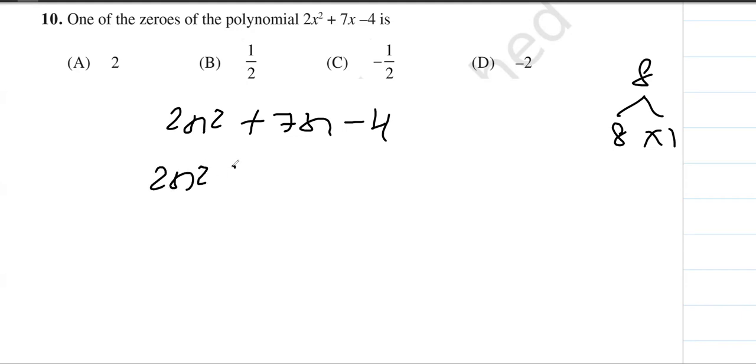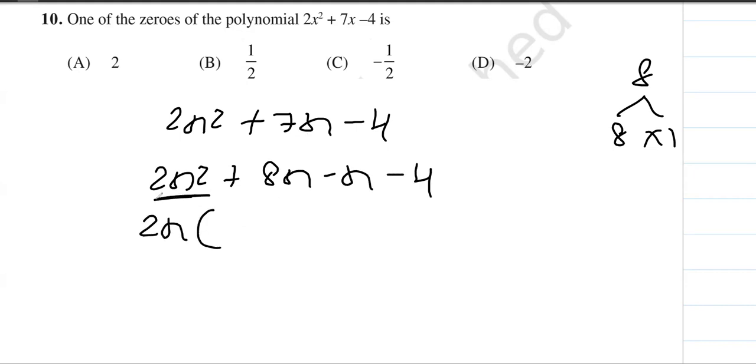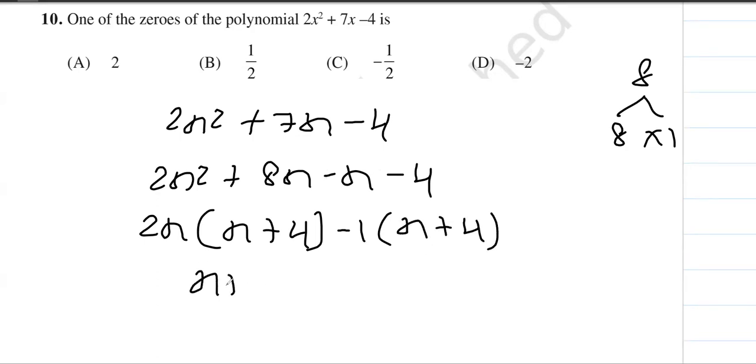So this is 2x squared, splitting this 7x as 8x minus x minus 4. The common factor between the first two terms is 2x. Dividing this by 2x, we are getting x, and dividing this by 2x, we are getting positive 4. Now the common factor from the last two terms is minus 1. So dividing this by minus 1, it is x, and this by 4. So we have x plus 4 and 2x minus 1 as the two factors here.